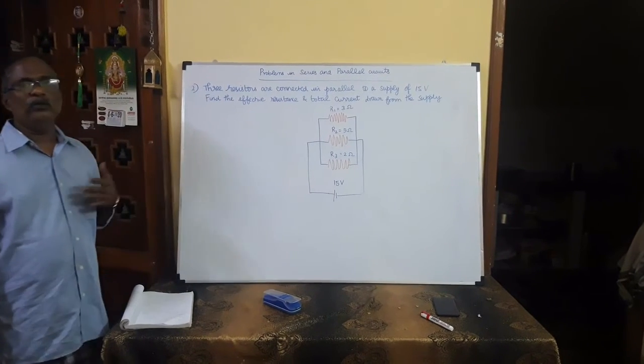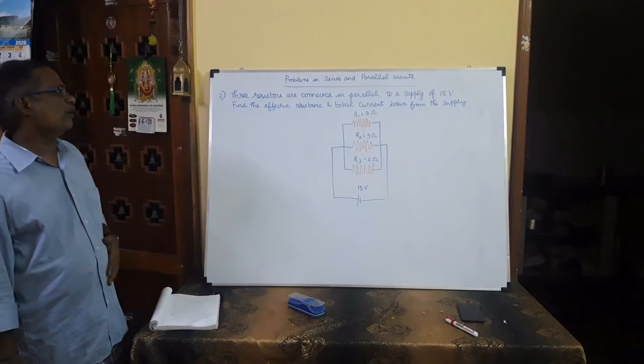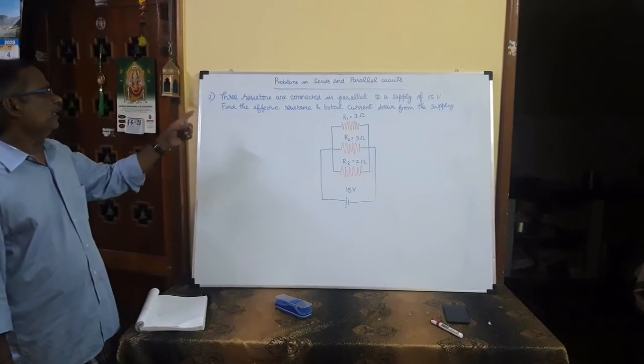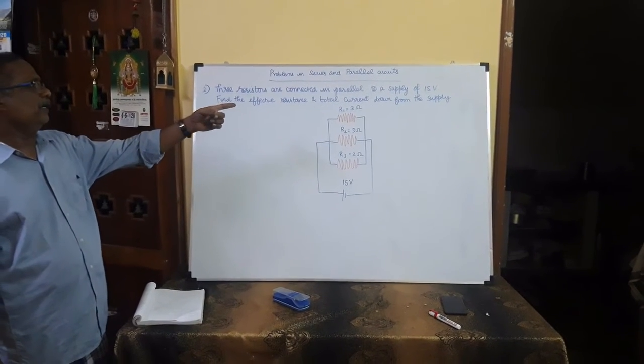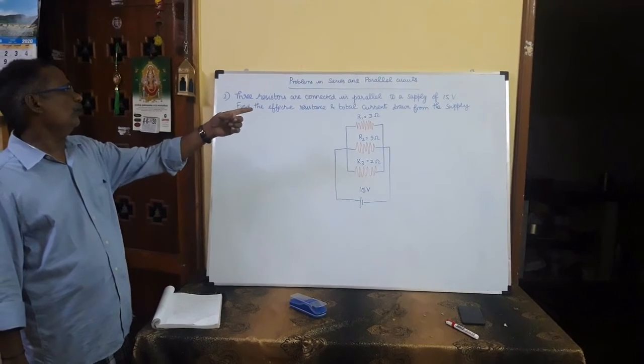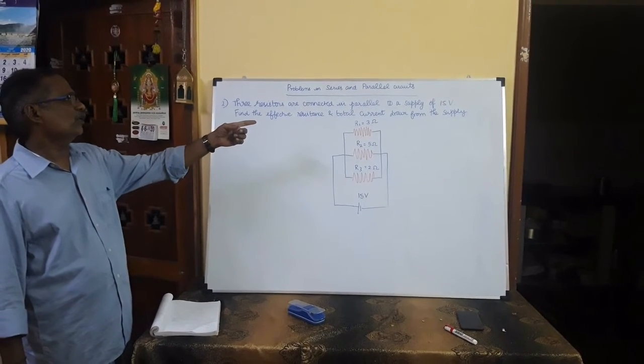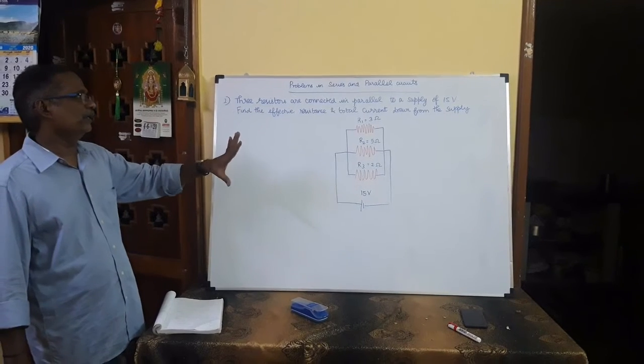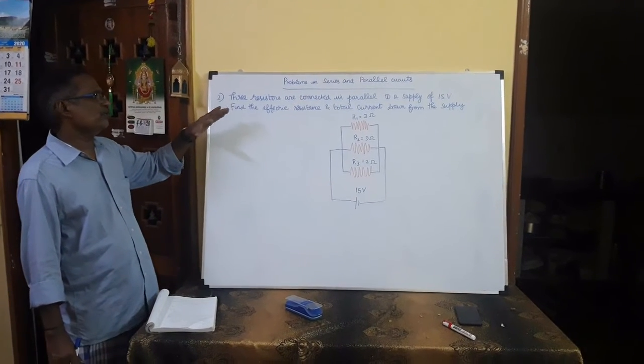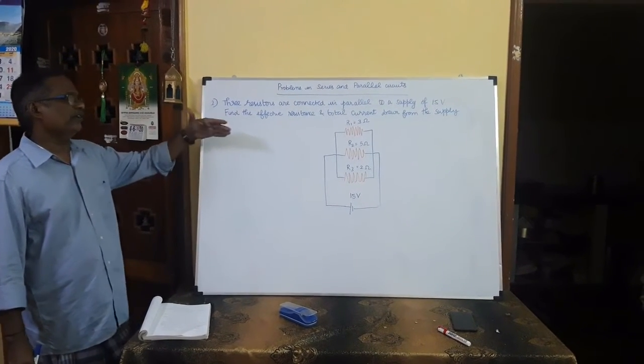Now we come to the second problem. Three resistors are connected in parallel to a supply of 15 volt. Find the effective resistance and the total current drawn from the supply. So the first step is to find the effective resistance.